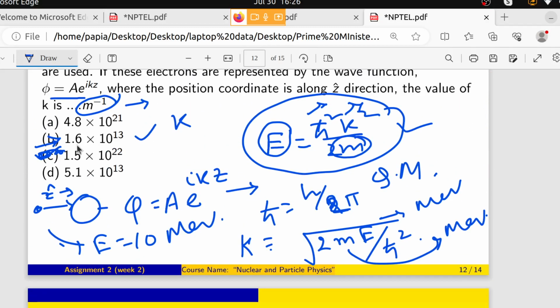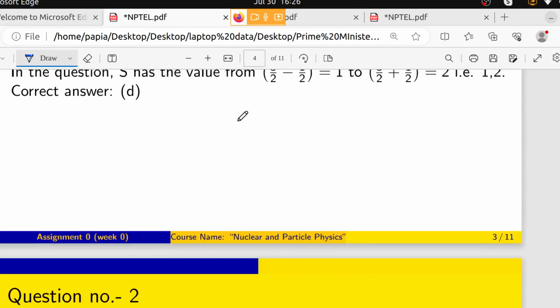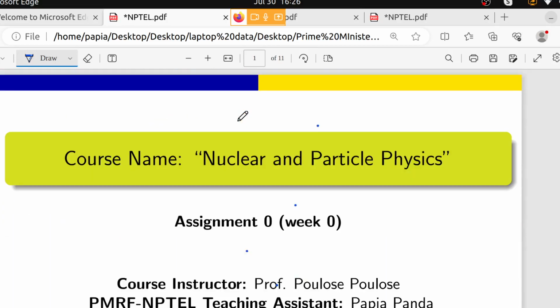So these are the week 0 and week 1 questions, and some of the questions from week 2. These are obviously the previous year questions. Don't merge them with this year's questions. This year's questions will be different, but obviously they will be very similar to the week 0 and week 1 questions of the previous year. So if you have any doubt, you can ask me.